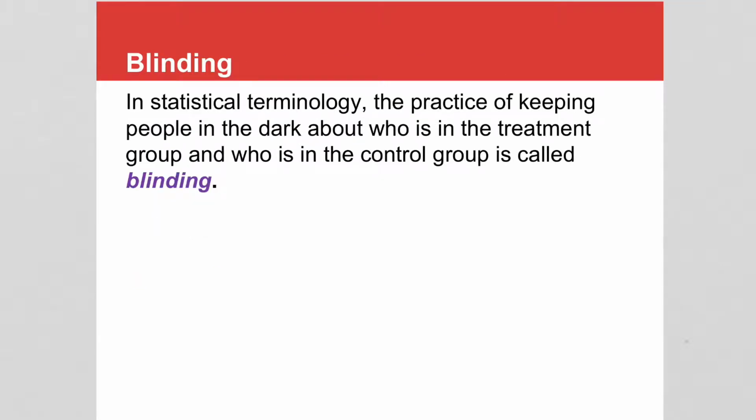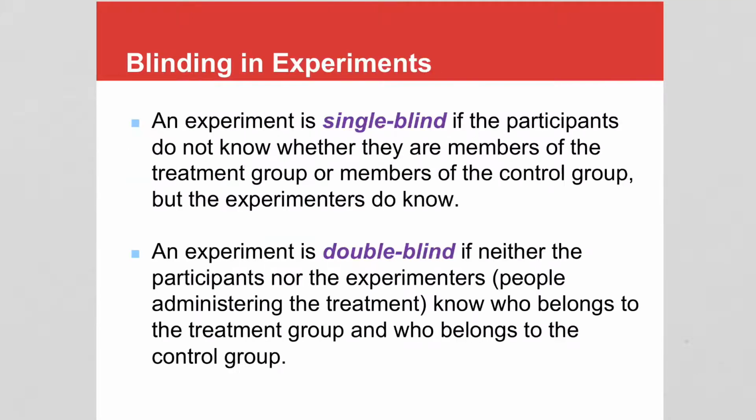Blinding. So blinding is the practice of keeping people in the dark. So if I'm going to give half of you a vitamin, half of you a fake vitamin, I'm not going to tell you who got what. That would defeat the purpose. That would be single blinding if you didn't know what you got, but I knew who got what. Double blinding is if you don't know and I don't know.